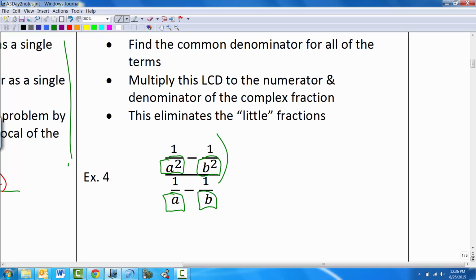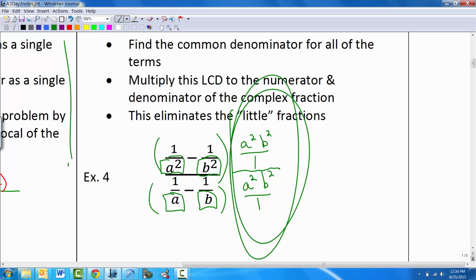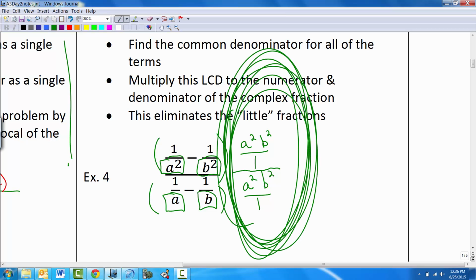So what do we do next, though? This is unique compared to the last example. We multiply the whole big fraction by a squared, b squared. What I always do when I teach this is show it like this, to really denote that since the numerator has a fraction in it, I write a squared, b squared over 1. And then I put it in the denominator too, a squared, b squared over 1. First of all, what does this equal? 1. So you're multiplying by a form of 1.